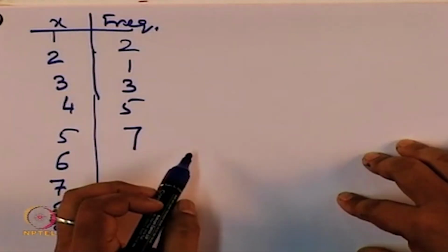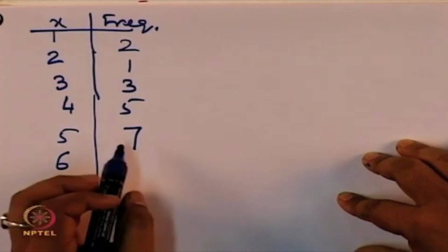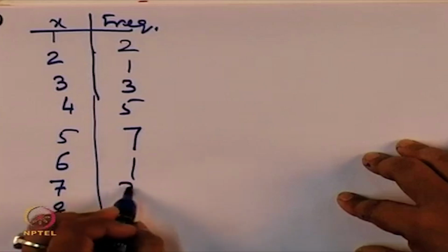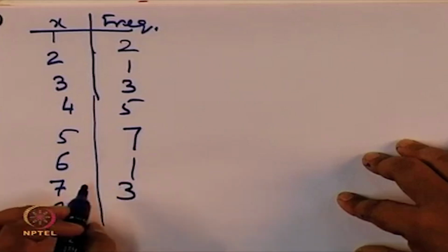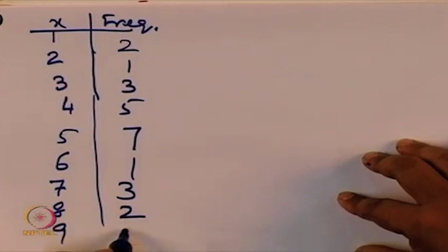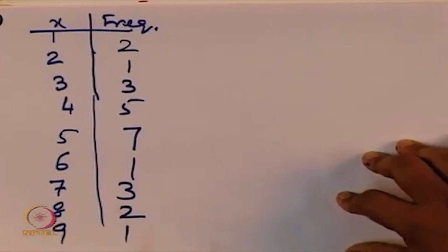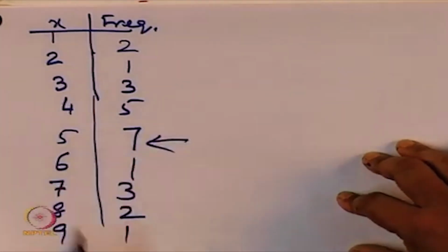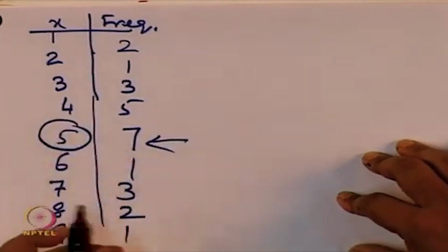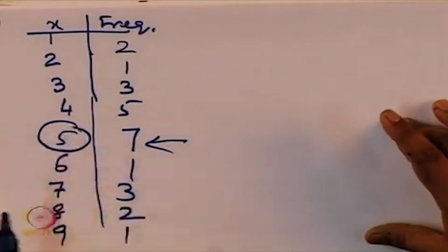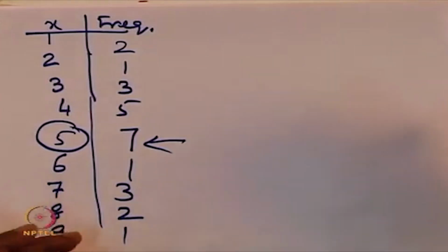Frequency for 6 is 1, frequency for 7 is 1, 2, 3, frequency for 8 is 1, 2, frequency for 9 is 1. So, clearly you look at the frequency column, identify the maximum number which is 7, that means your mode is 5. So, mode is the most frequently occurring value which is 5. So, on an average 5 visits occur in a given week.